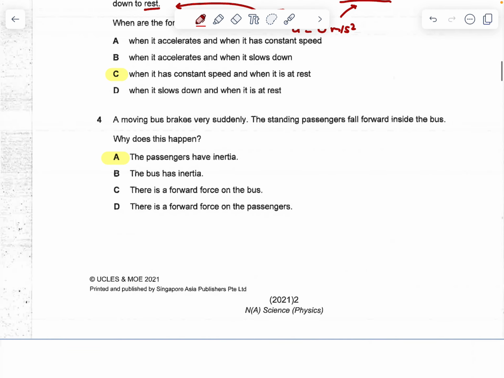Question 4. A moving bus brakes very suddenly. The standing passengers fall forward inside the bus. So they fall forward because of Newton's first law, which is the law of inertia. So an object, which is the passenger now, in motion, remains in motion. And that's why the passengers have inertia and the passengers fall forward.